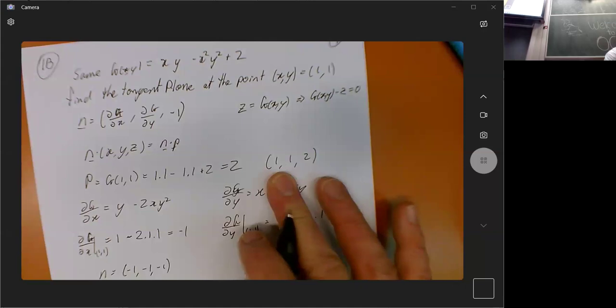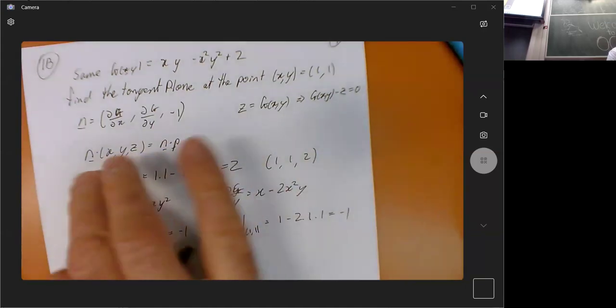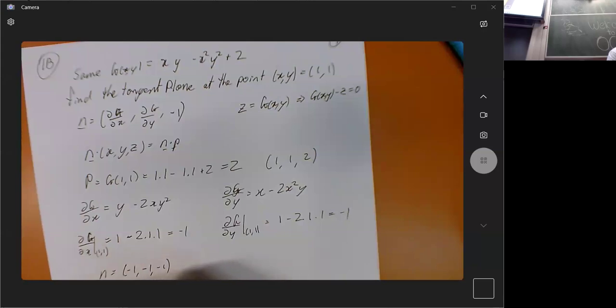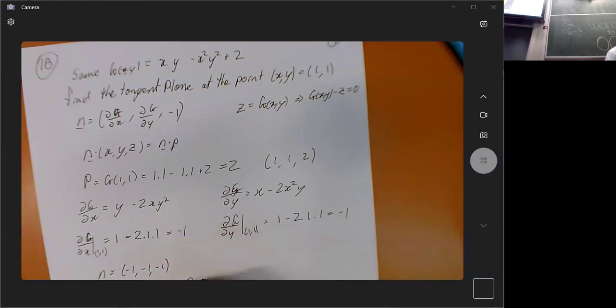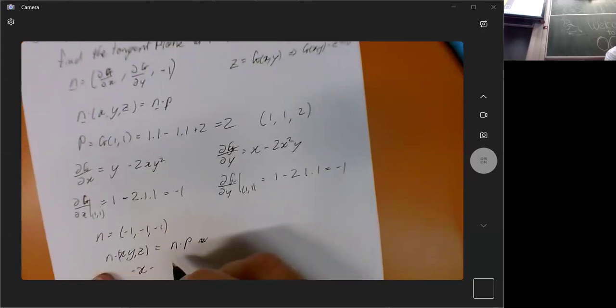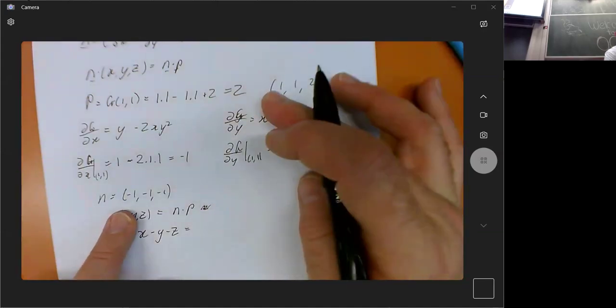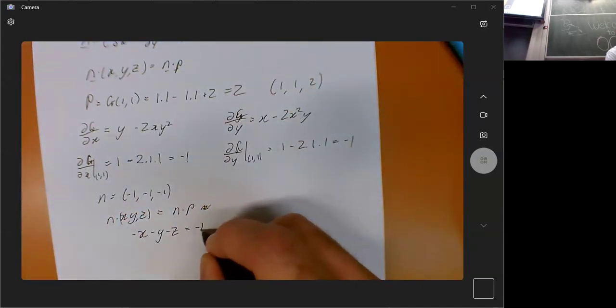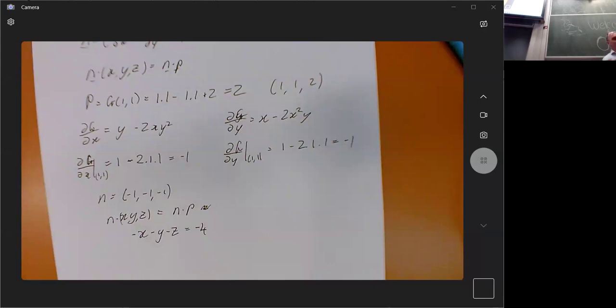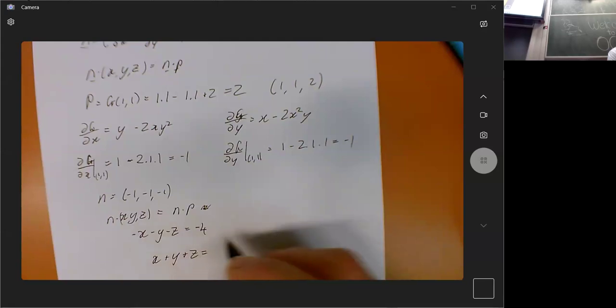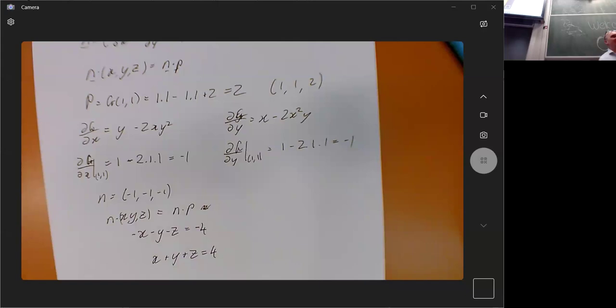And so I've got my point P here. So now I'm just going to do normal dot x, y, z is equal to normal dot P. That is going to be minus x minus y minus z is equal to this dot this, -1 -1 -2, which is -4. This is an equation. I can times through by a constant, specifically -1. I can say x plus y plus z is equal to 4. I can just do that. It makes my life a lot easier.